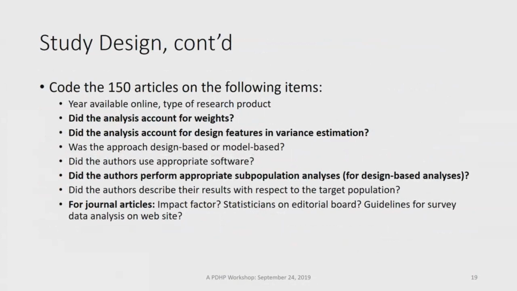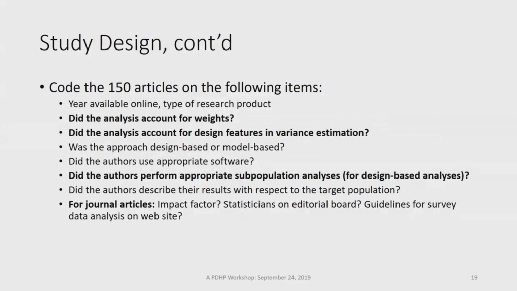So the year that it was first available online for the decade analysis. Did the analysis account for the weights? So did they explicitly say in their method section that we accounted for the weights that were available in these data sets? Because all 3 of these data sets have all those features that we were just talking about. Okay, so it's important when working with them to account for these features. Did the analysis account for design features and variance estimation? So again, did they go through steps 1 and 2 in their analysis?